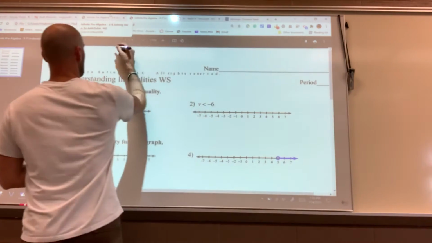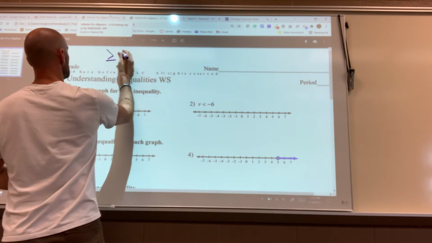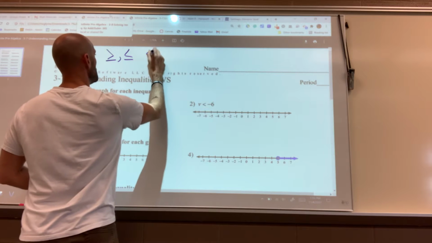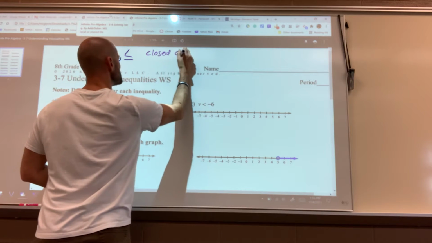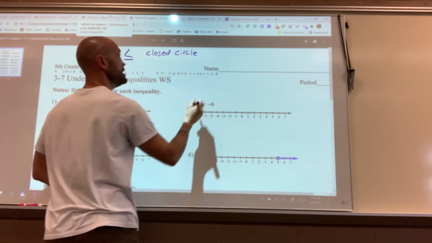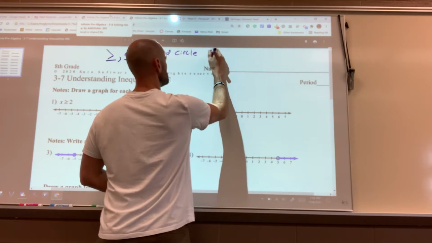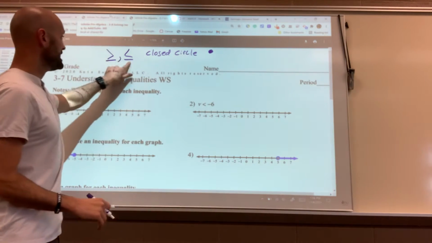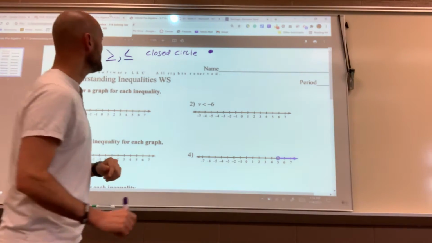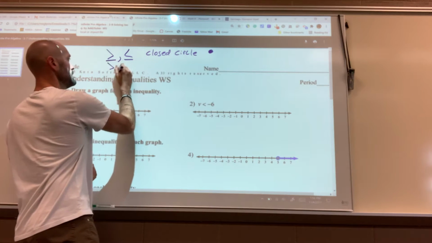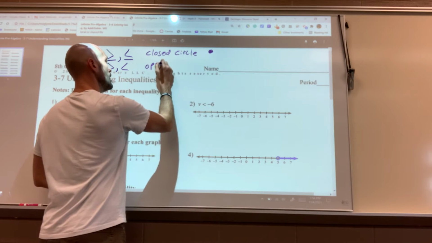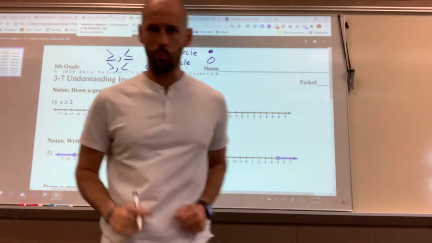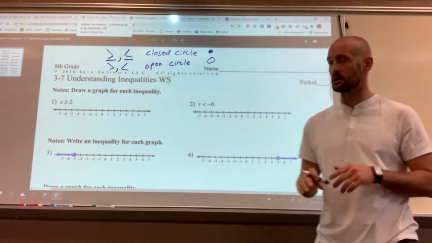If you have a less than or equal to or greater than or equal to, you're going to have a closed circle. This will make sense here in a second. Trust me, this will make sense. Okay, so at the top of the paper, I'm writing what I need to know. If they have the equal to, it's a closed circle. If it is just greater than or less than, it'll be an open circle. Okay, what does that mean? I'm glad you asked. Take a look.